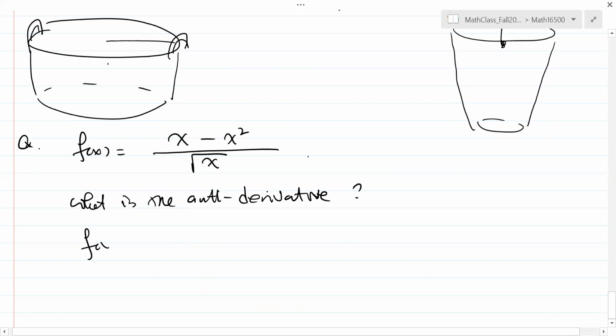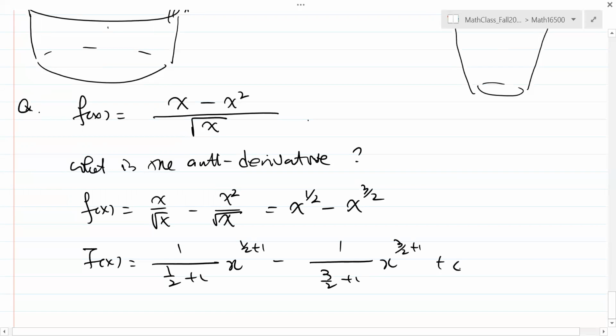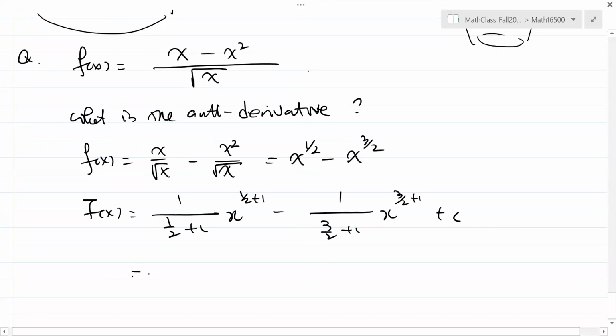First of all, you have to express this as a sum of power functions, which is going to be x to the 1/2 minus x to the 3/2. Then the most general antiderivative is going to be 2/3 x to the 3/2 minus 2/5 x to the 5/2 plus a constant. So problems like that are very simple.